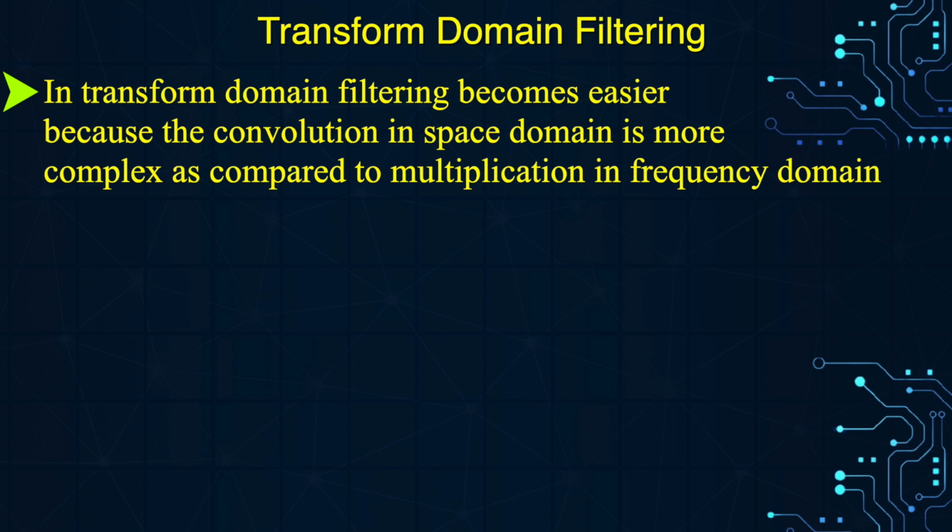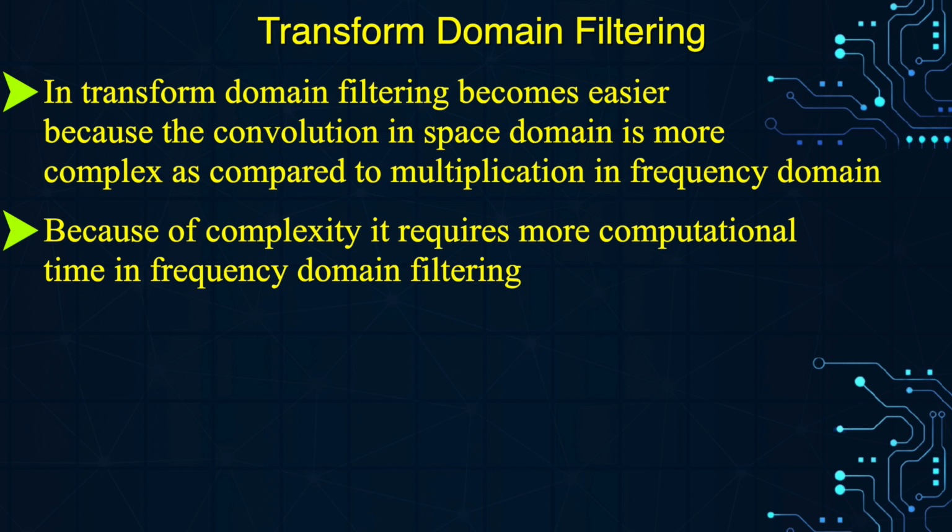Addition, then shifting, then multiplication, then summation, 4 operators. But this convolution in the frequency domain gets converted into multiplication, one single operation. That is the advantage of the transform domain. Because of the complexity of the space domain, there is more computational time in calculating the convolution as compared to the frequency domain filtering. Frequency domain filtering is faster.